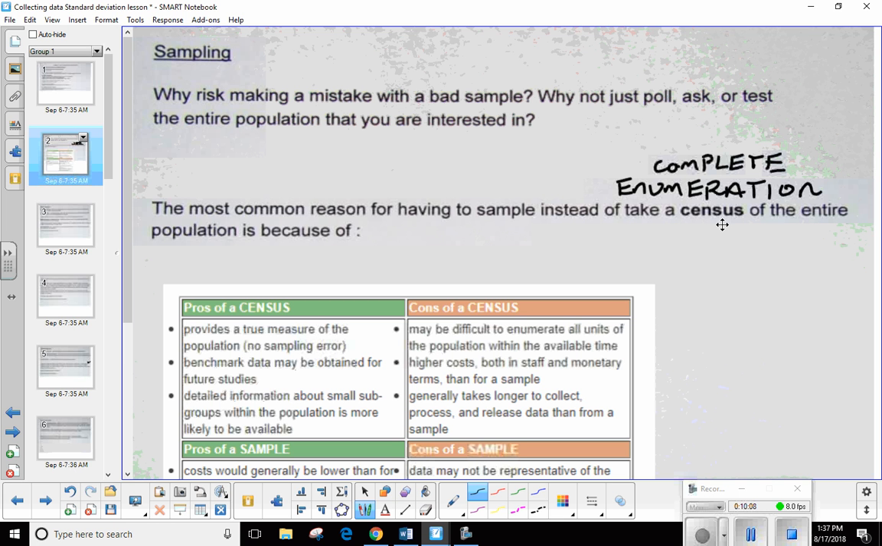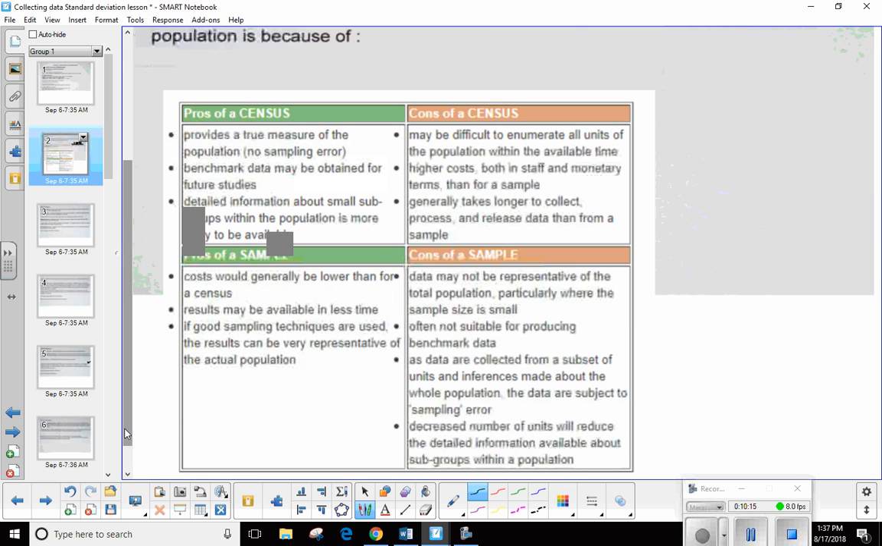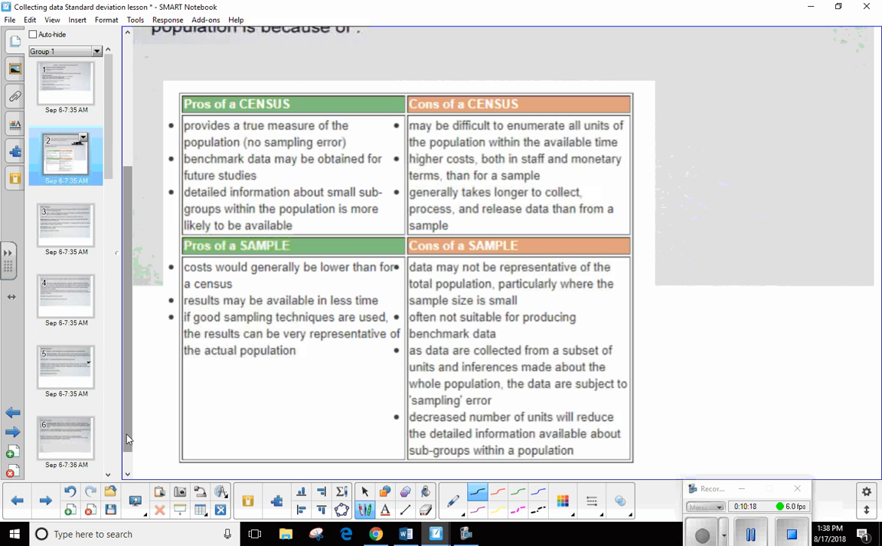Okay, so a sample is what we call a partial enumeration, because it's only a smaller group within it. We have pros and cons of a census, and then pros and cons of a sample. Some that might leap to mind are the time, effort, and in a lot of cases the cost of taking data from an entire population, which is why sampling is probably a preferred method. But even cons of a sample: the data may not be representative of the total population.